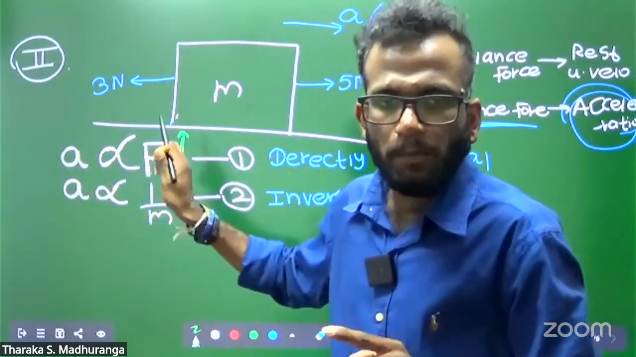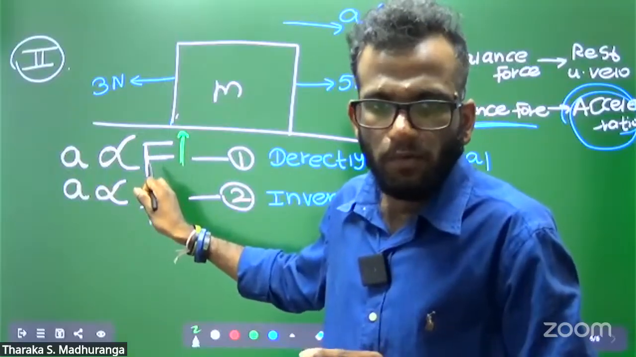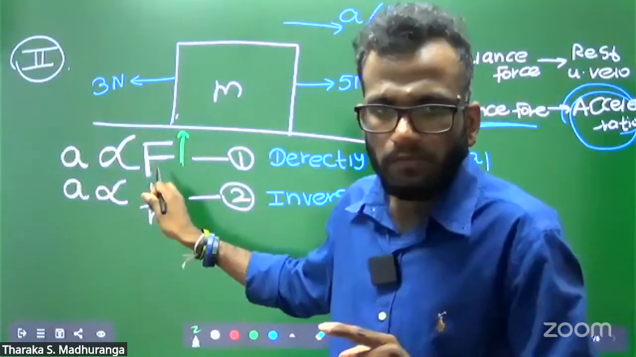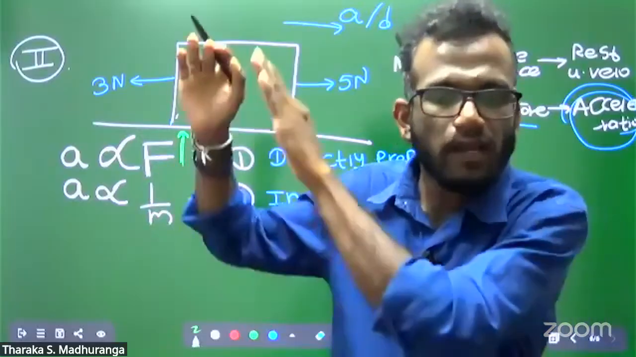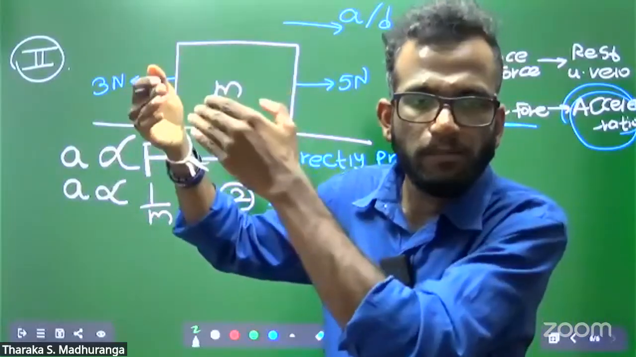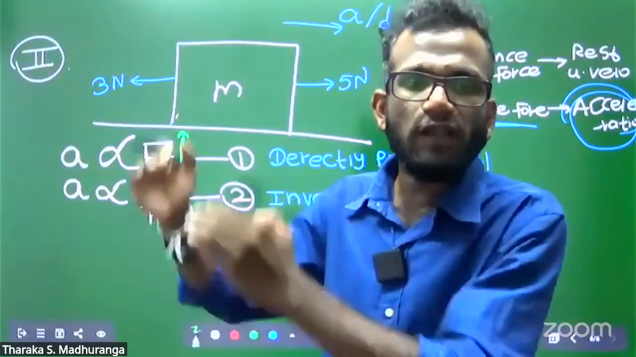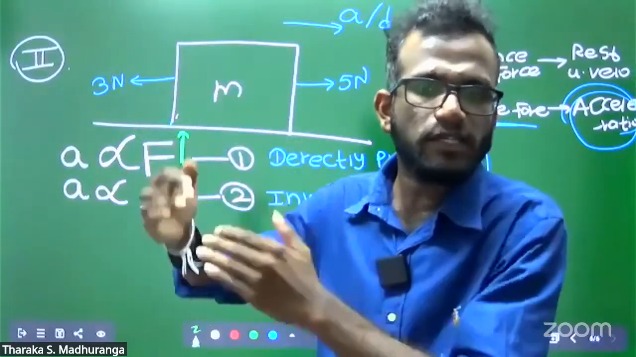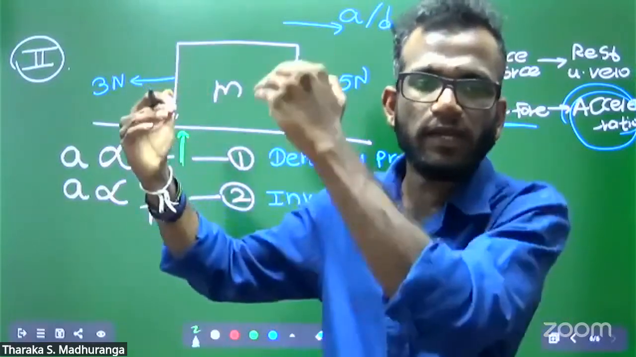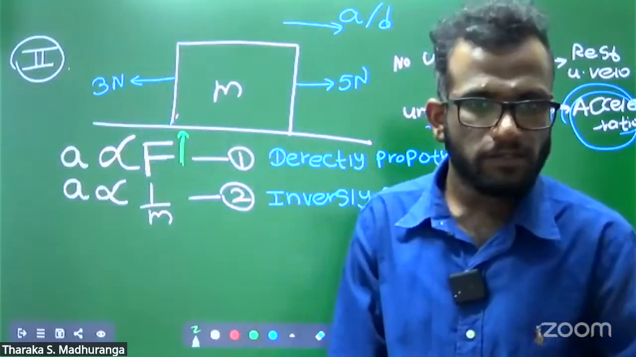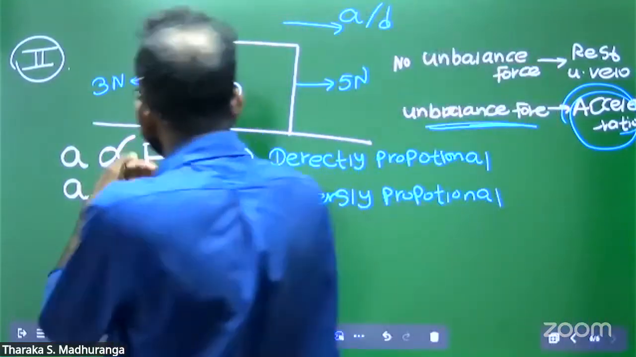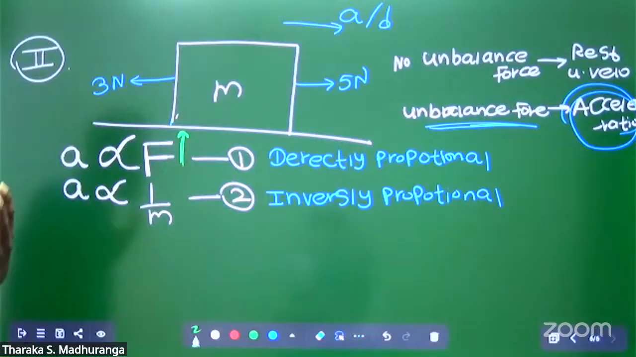Acceleration directly proportional to the external unbalanced force means that when you increase the unbalanced force, the acceleration value also increases. Both increase. Like the F increases, the acceleration increases, like this.